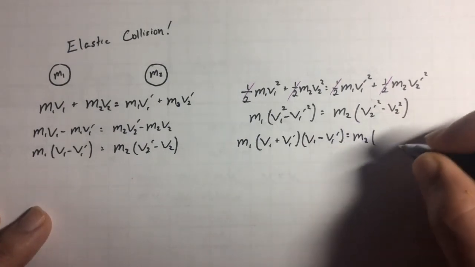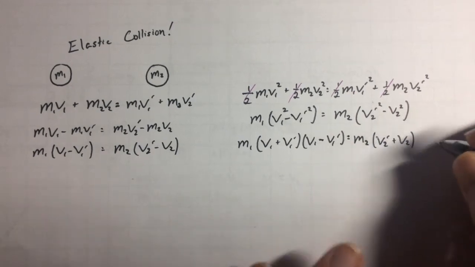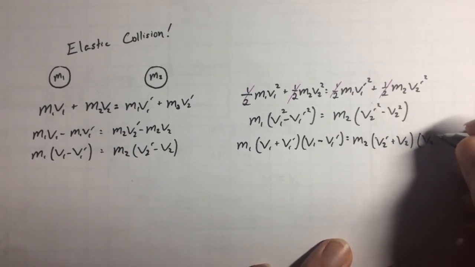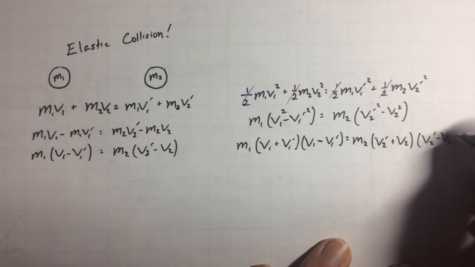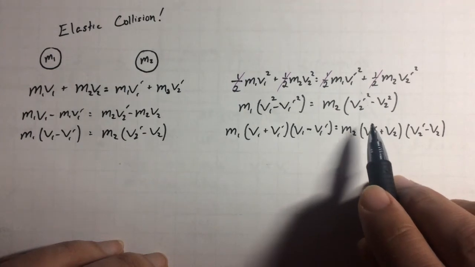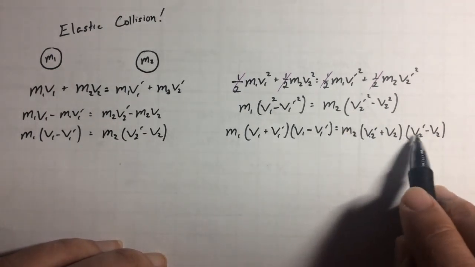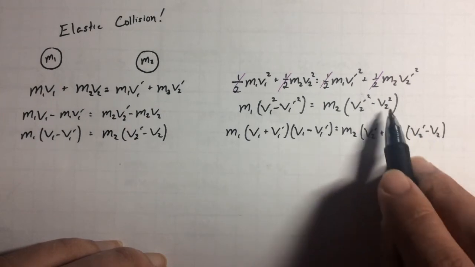Do the same thing on the right side. We're going to have v2 prime plus v2, and then we're going to say v2 prime minus v2. So we have the differences of squares here. And let's double check if we can go back to the original. Firsts, give this that. Outers, inners cancel out, and lasts, they'll give us this right here.